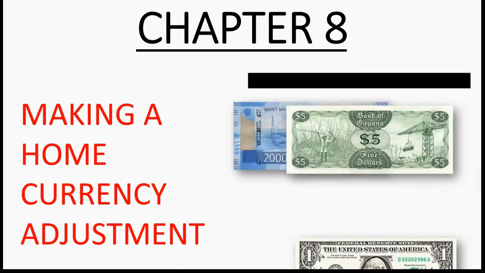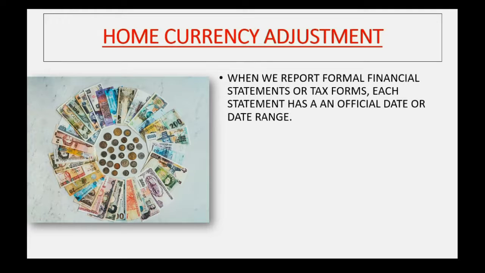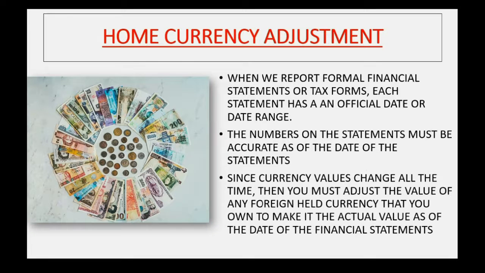Chapter 8. Making a Home Currency Adjustment. When we report financial statements or tax forms, each statement has an official date or date range. The numbers on the statements must be accurate as of the date of the statements. Since currency values change all the time, you must adjust the value of any foreign-held currency that you own to make it the actual value as of the date of the financial statements.